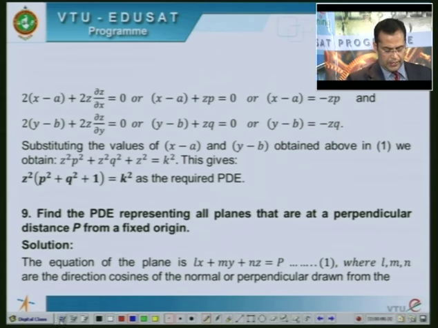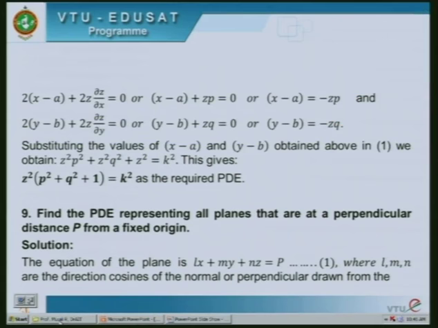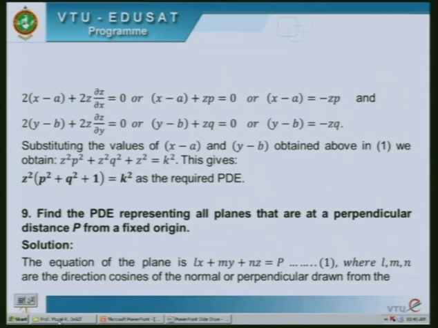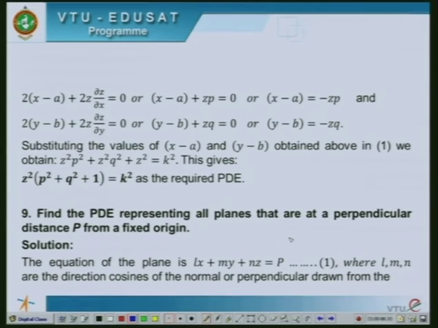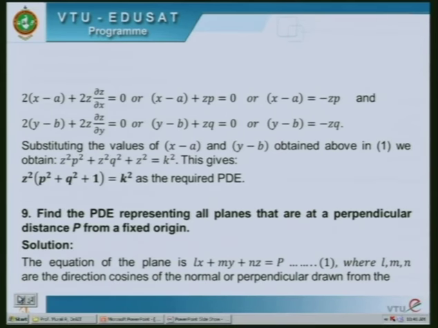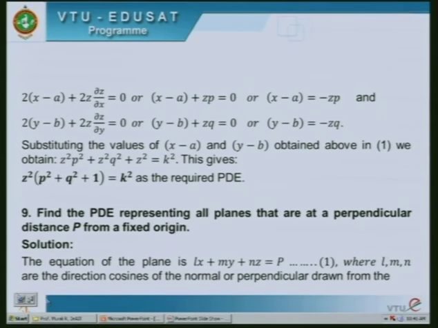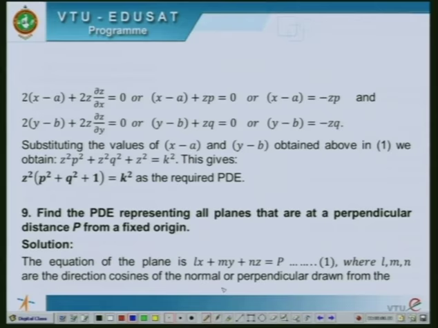Now, what is the condition for l square, m square and n square? It is known that the sum of the squares of the direction cosines of a line is equal to 1. So, you should have l square plus m square plus n square equal to 1. That expression will be helpful to form the required PDE.